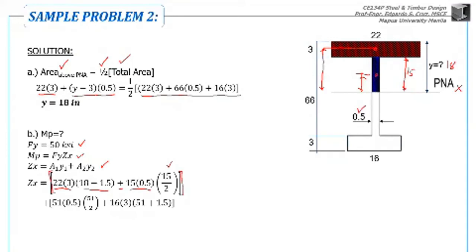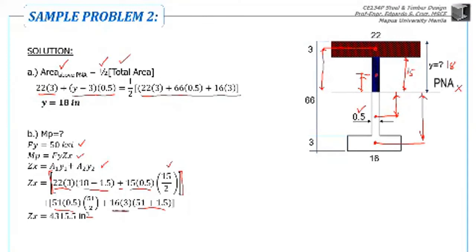Now, plus, ano yung A2, Y2? Yung A2, yung area below, yung dalawang rectangle. That is 51 by 0.5. Yan yung natirang web part times yung centroid distance niya from the PNA. That is 51 over 2. Tapos yung lower flange, 16 times 3, ito yung area ng lower flange. Tapos yung distance ng centroid papunta dun sa PNA is 51 plus 1.5. Okay? So from there, I could solve for Zx, 4315.5 inch cube.